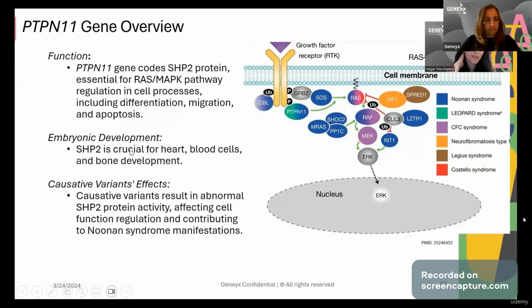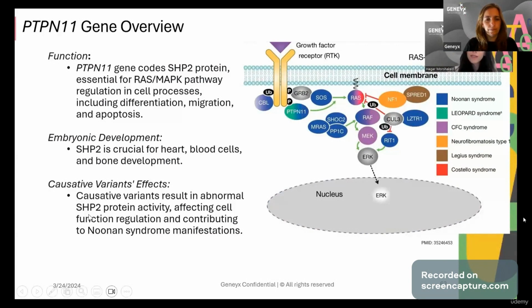In terms of embryonic development, SHP2, the protein encoded by PTPN11, is crucial for heart development, for blood cells, and for bone development, which makes sense in terms of the well-known phenotype of the syndrome.